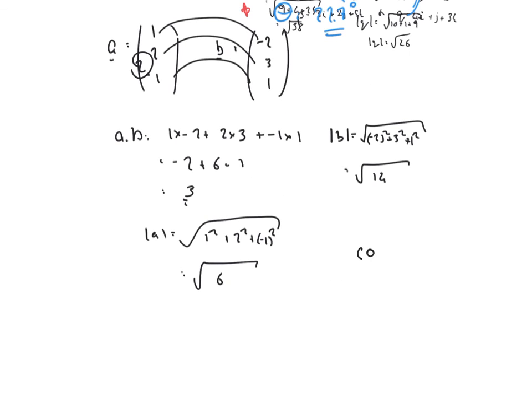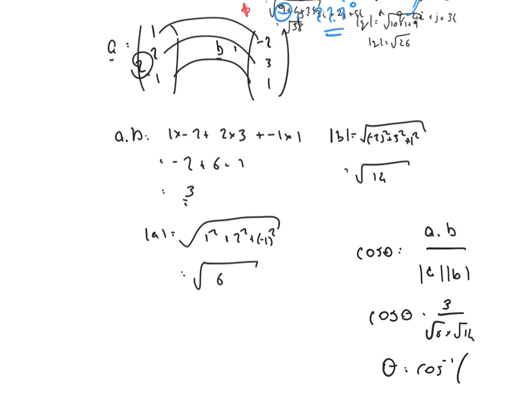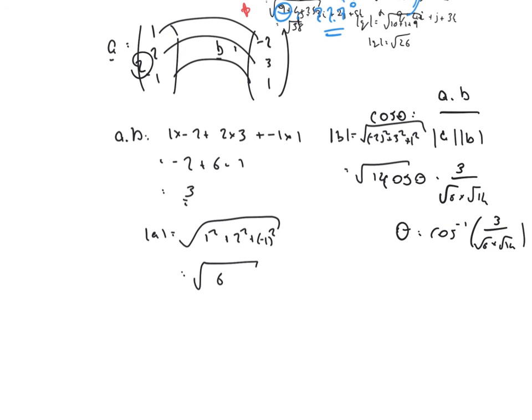Okay, let's now put it together. So it's going to be cos theta equals A dot B over magnitude A times magnitude B. A dot B up top is 3, over root 6 times root 14, and then theta equals cos inverse of 3 over root 6 times root 14. Enter all that in the calculator to one decimal place, you should get 70.9 degrees. Final answer.